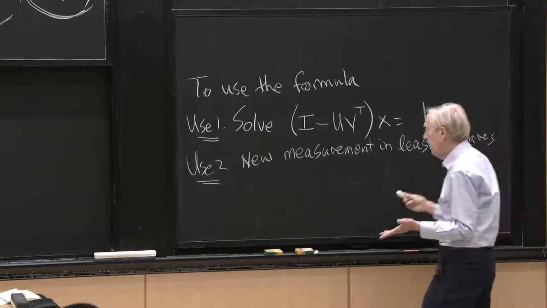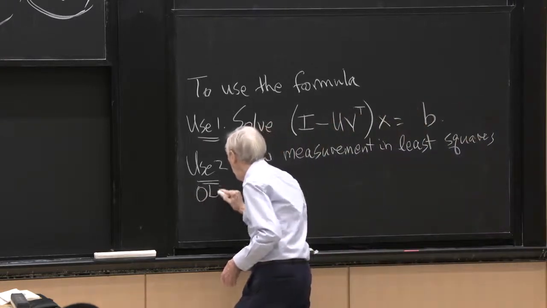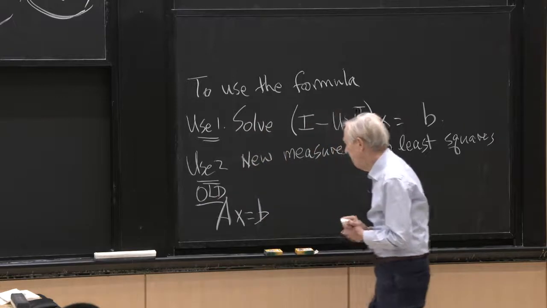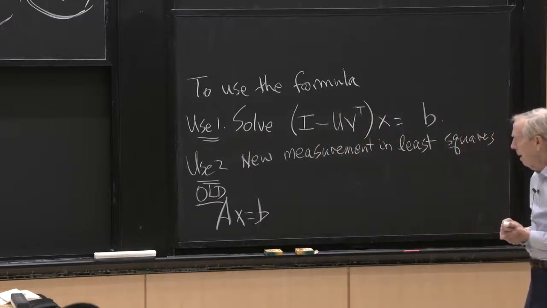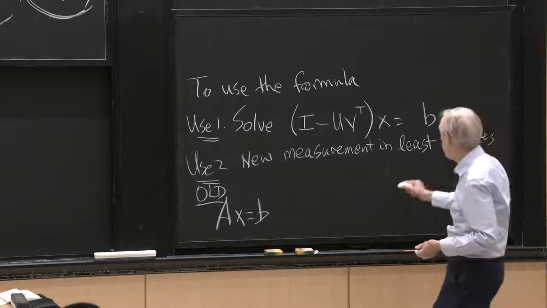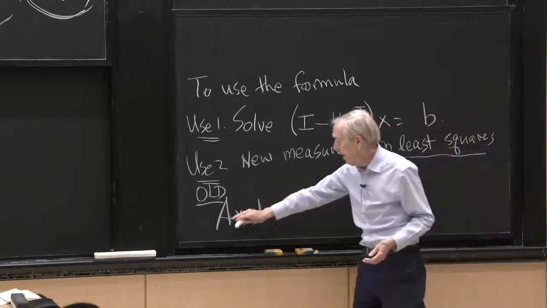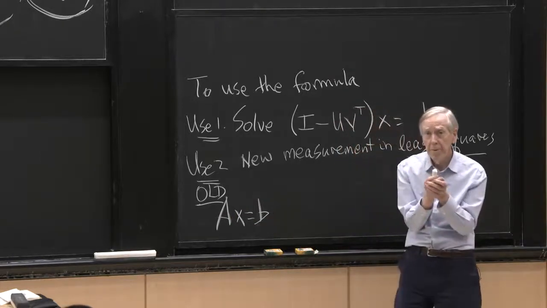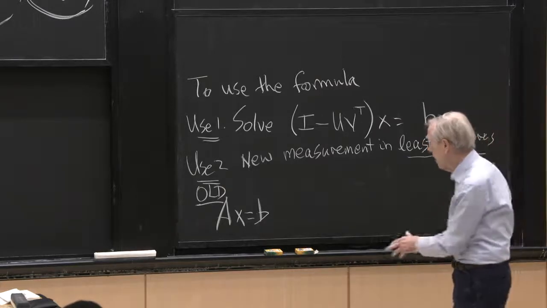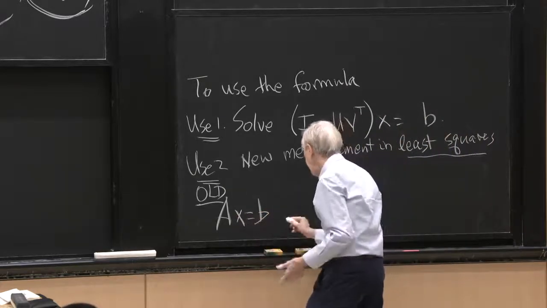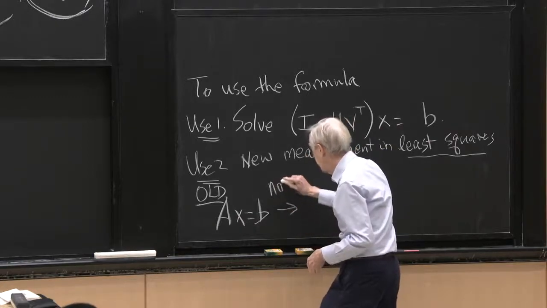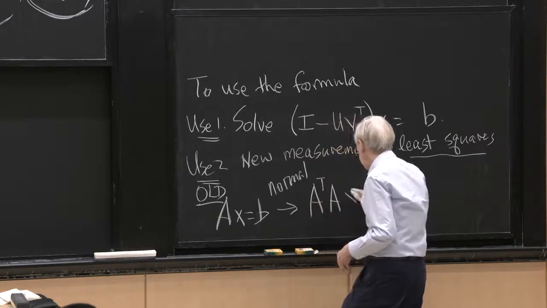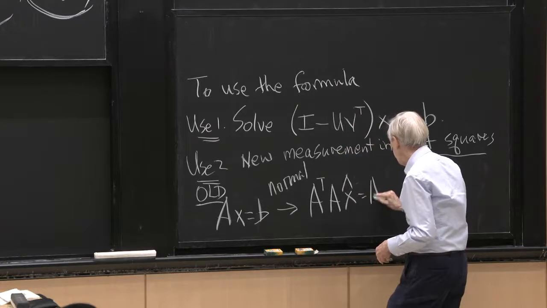So what do I mean by this? The old problem was AX equal B. And I'm thinking, when I'm talking about least squares here, I'm imagining that A is rectangular. Too many equations. A is a tall, thin matrix, just the kind we've been talking about. So that equation becomes, of course, we know, we go to the normal equations. A transpose A X, the good X, is A transpose B.